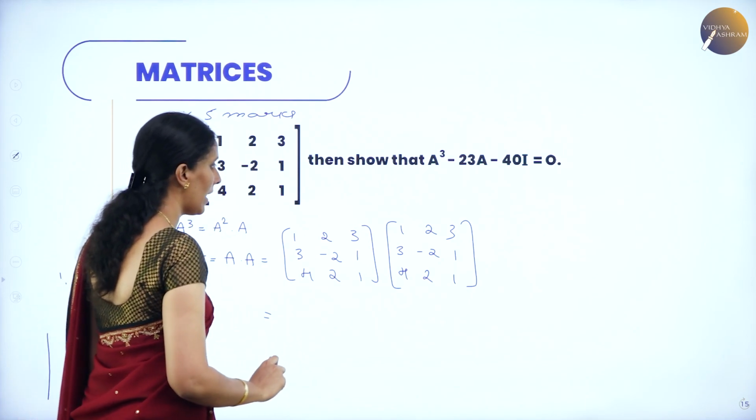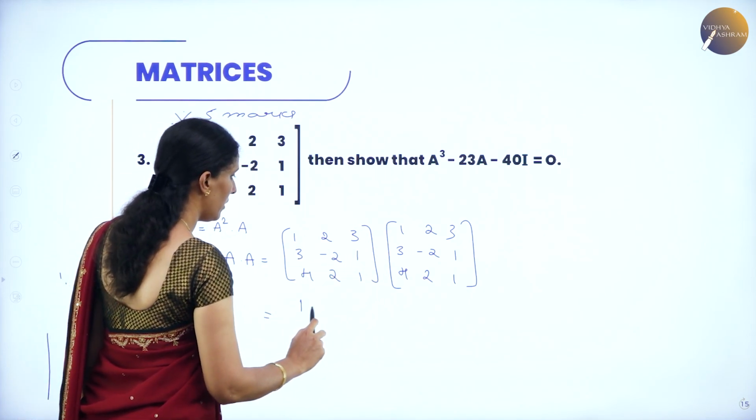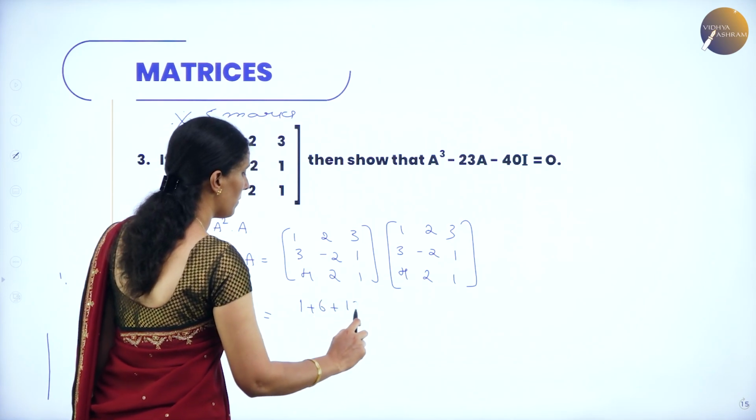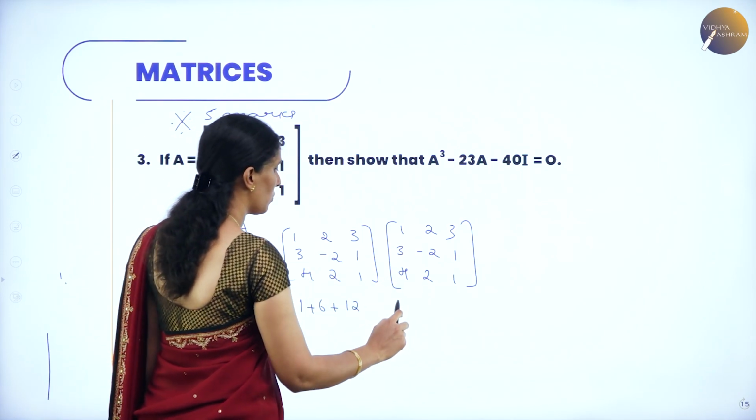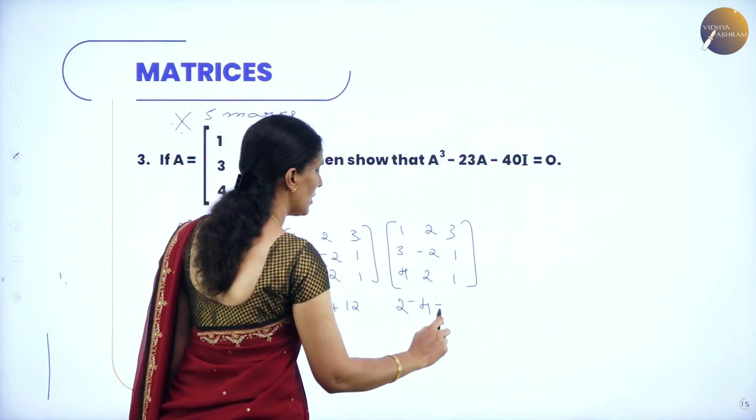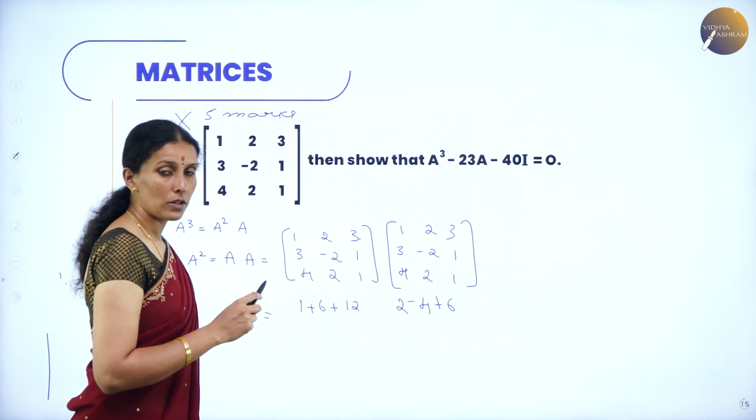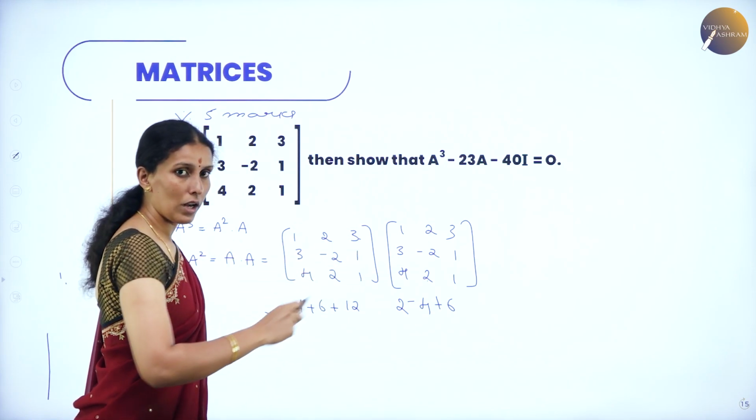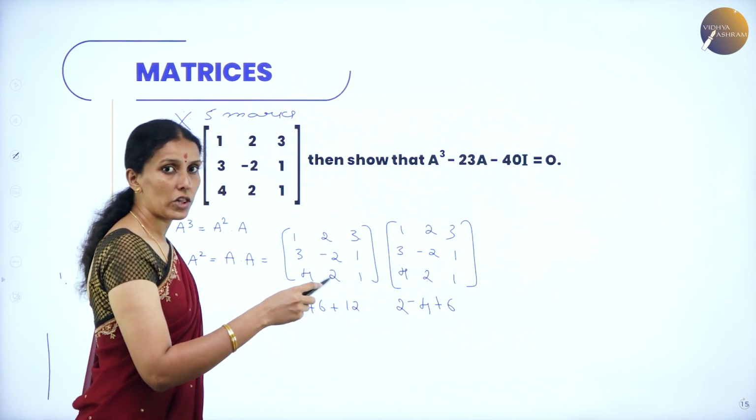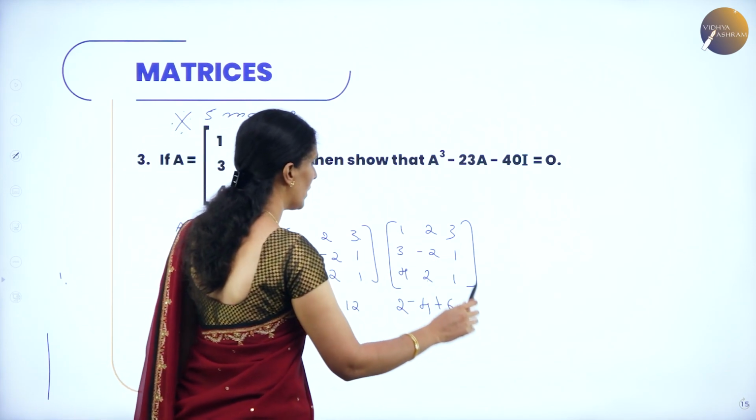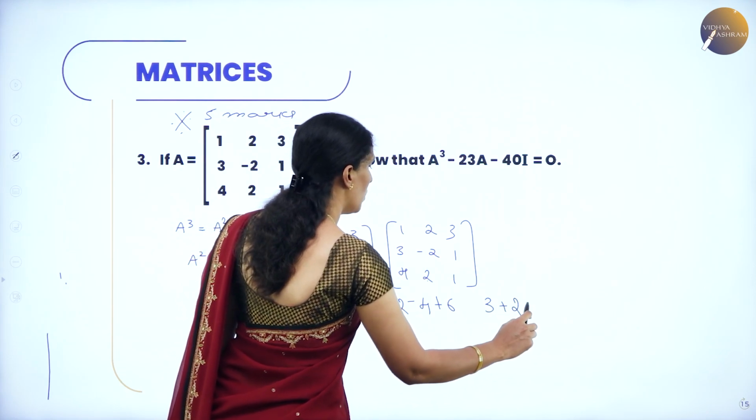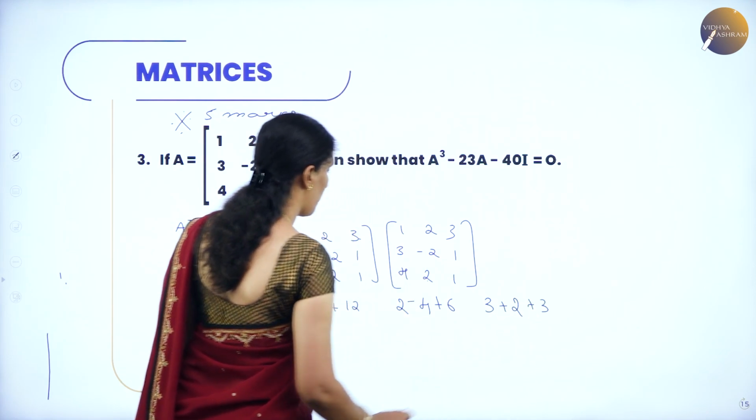Let's multiply and add it. 1 1s are 1, 2 3s are 6, 3 4s are 12. Next we have 1 2s are 2, 2 into minus 2 minus 4, 3 2s are 6. Just remember the rule, first row into all the 3 columns, next second row in all the 3 columns, next third row with all the 3 columns. So next we have 1 3s are 3, 2 1s are 2, 3 1s are 3.